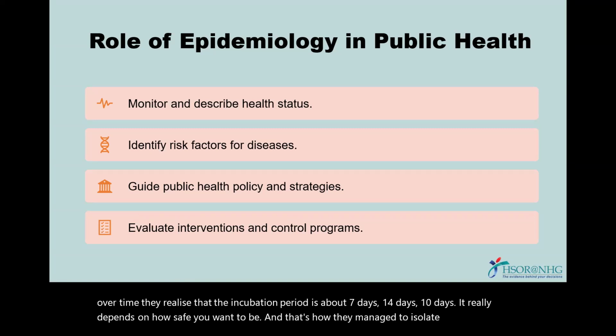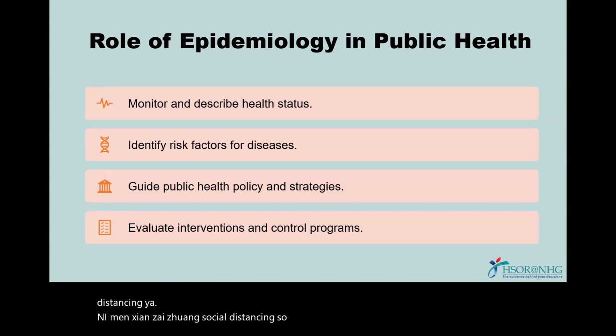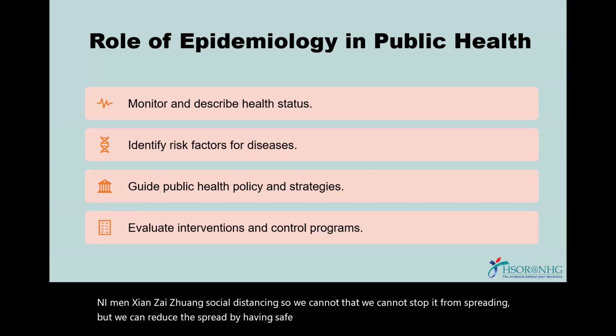So there are a few strategies. Another one is called distancing. Yeah, I mentioned social distancing just now. So we cannot stop it from spreading, but we can reduce the spread by having safe distance. People work from home, reduce the mixing. So this is how you can reduce the spread.